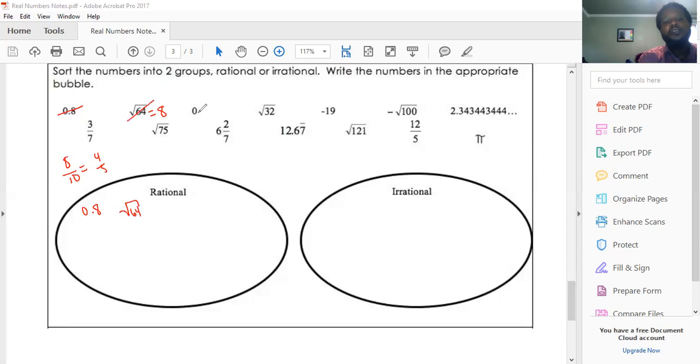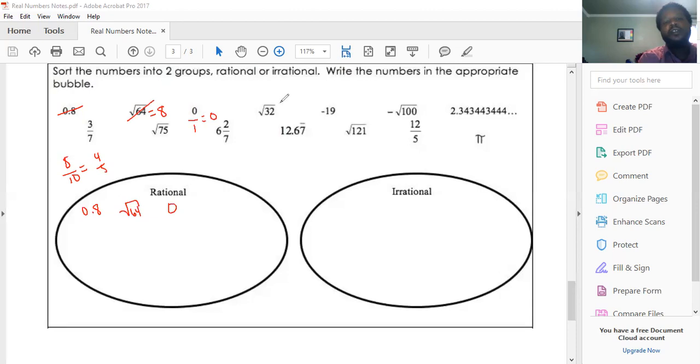Is 0 a rational number? It sure is, because it's a whole number and that fits inside that definition. Remember, I can write 0 over 1. 0 over 1 still has the value of 0. So 0 is a rational number.